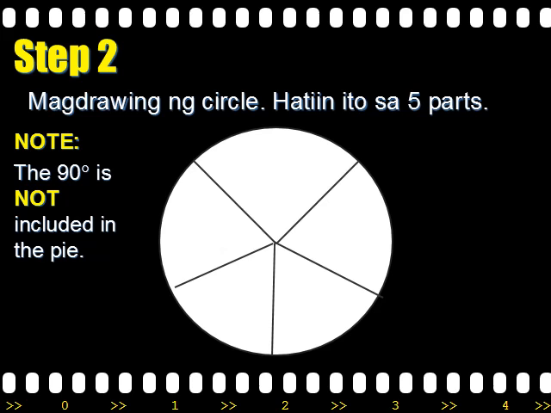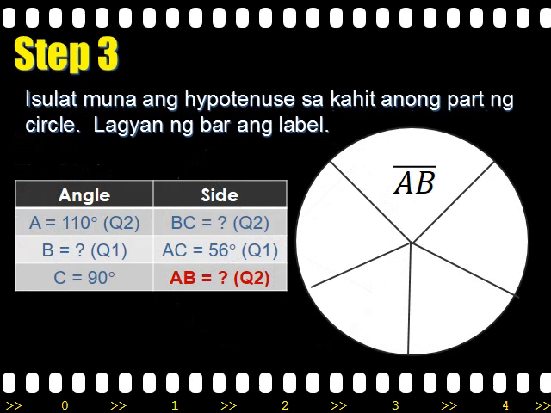Okay, so what is step number 3? So, let's go to that. So, sa step 3, isulat muna natin yung hypotenuse sa kahit anong part ng circle. So, lagyan ng bar ang label. So, kahit saang portion yung ilagay dyan, it doesn't matter. So, pero for the sake of our example, dito ko siya ilalagay sa taas. Okay, so, si AB, siya yung uunahin natin since siya yung hypotenuse. So, una natin ipaplat parati ay yung hypotenuse muna. So, lalagyan natin siya ng bar. So, ano ulit ibig sabihin ng bar? Ang ibig sabihin nito, 90 degrees minus yung value ng side AB. Okay, so, next step.